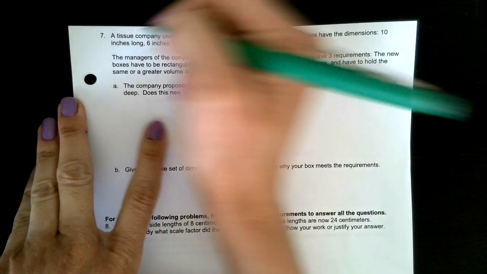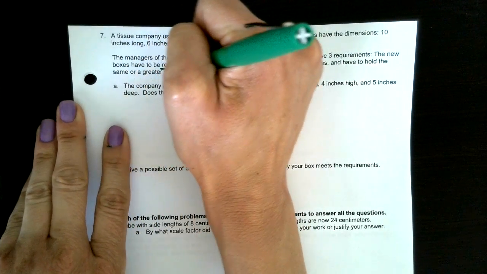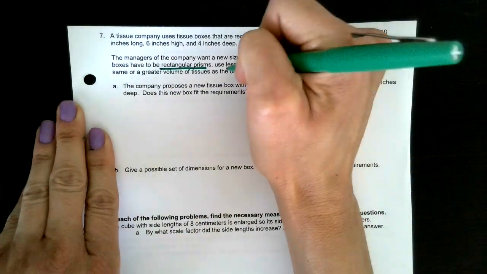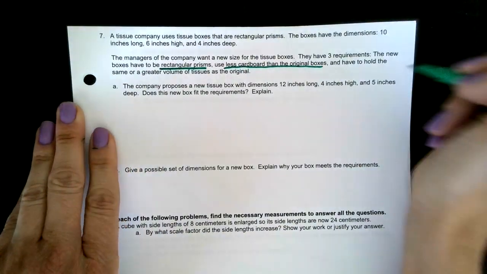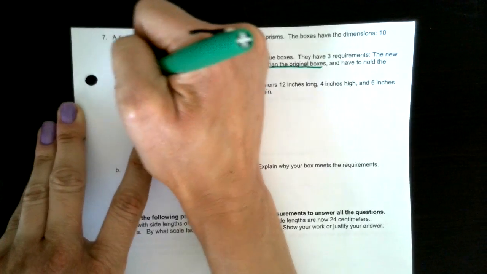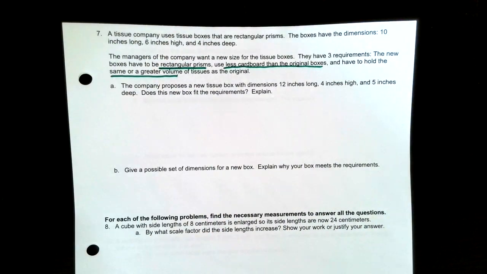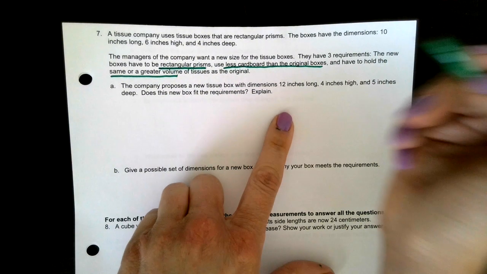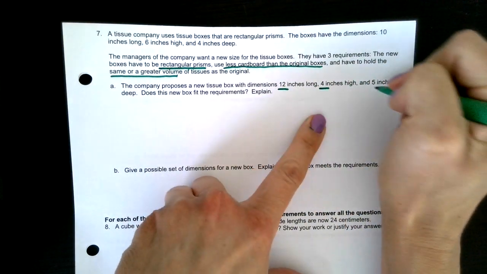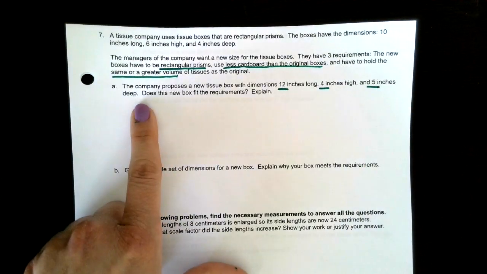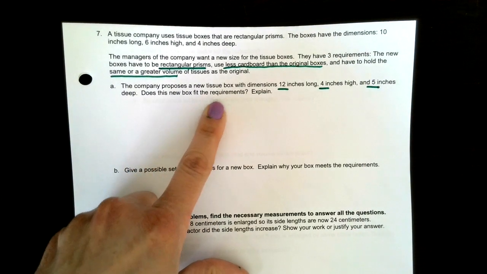So let's go ahead and underline some of this stuff. So they have to be the same shape, rectangular prisms. They have to use less cardboard than the original boxes, and they have to hold the same or greater volume of tissue as the original. The company proposes a new tissue box with dimensions 12, 4, and 5 inches deep. Does this new box fit the requirements?